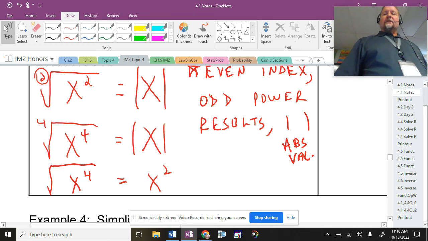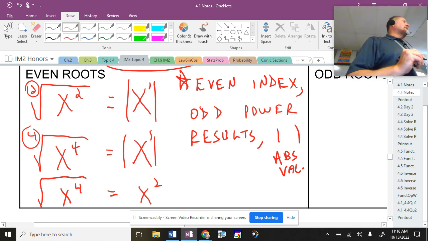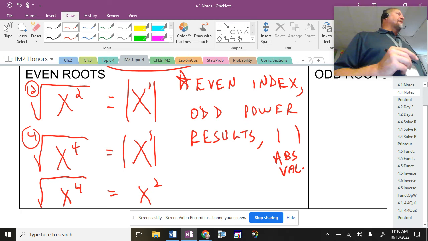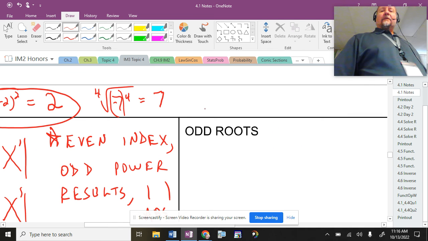That, again, is this sentence. You have an even index and an odd power results. You must ensure the positivity of that, so you must put an absolute value around that. Now, and then it really is based off of this.